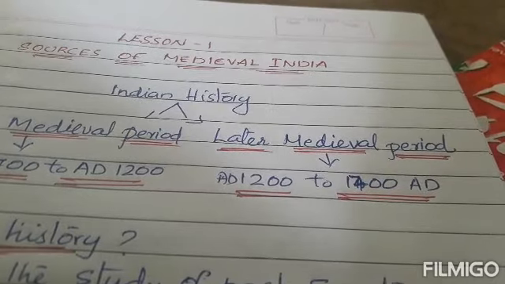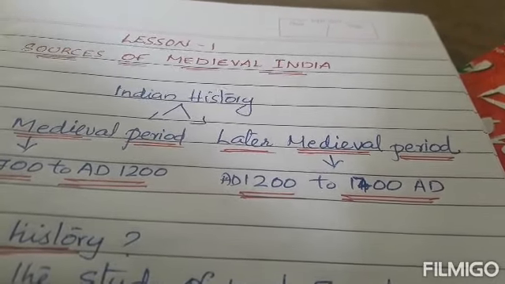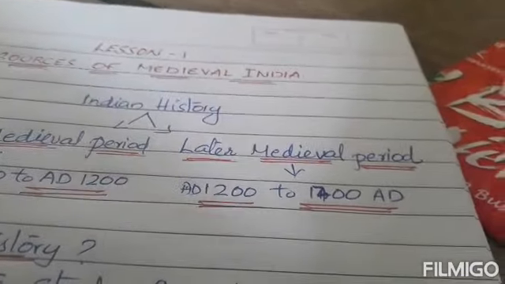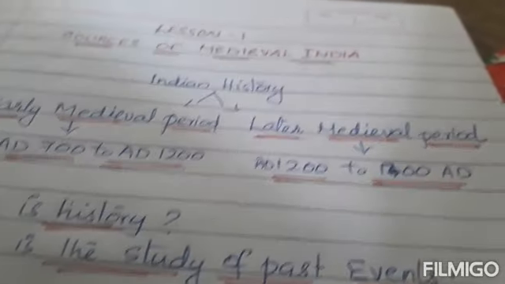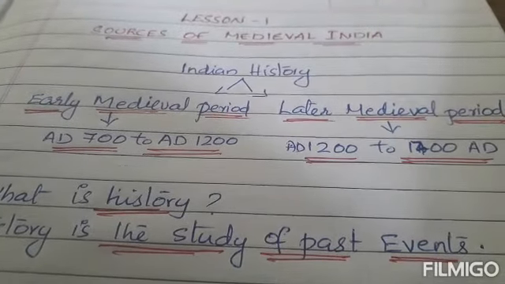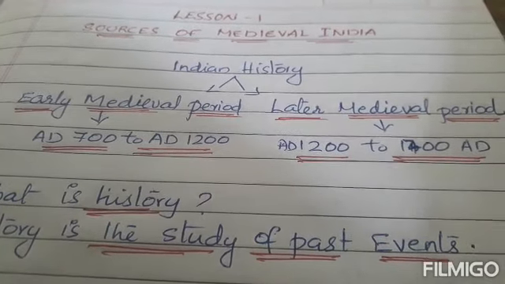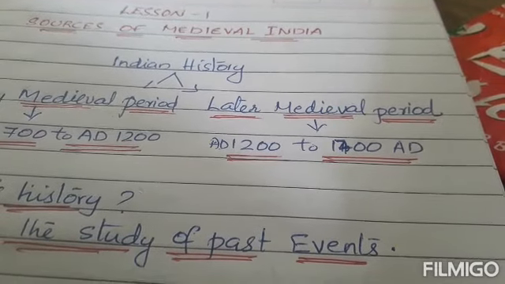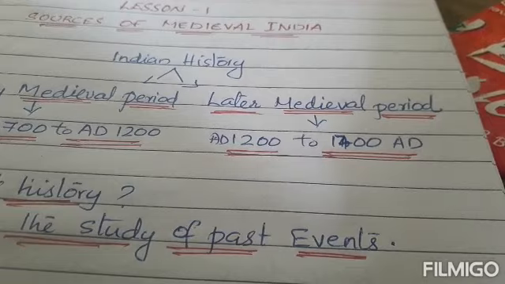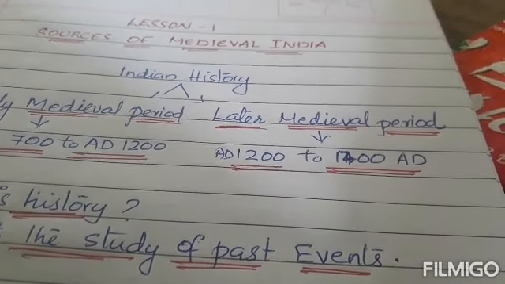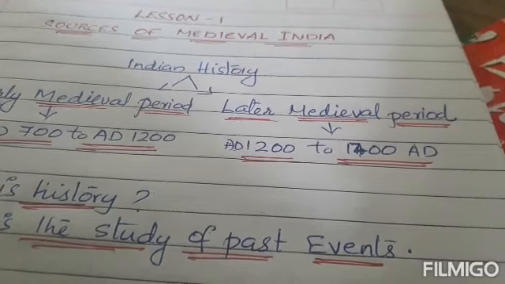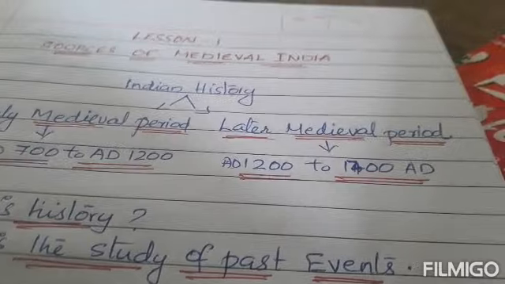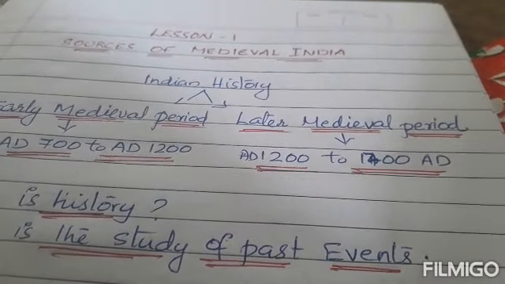1700 AD. Okay, which are the two important periods for Indian history? That is early medieval period and later medieval period. Early medieval period extended from AD 700 to AD 1200. Later medieval period extended from AD 1200 to AD 1700. Historians help us to know about this period by using various methods.